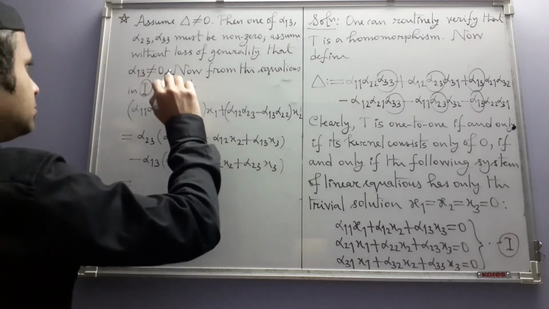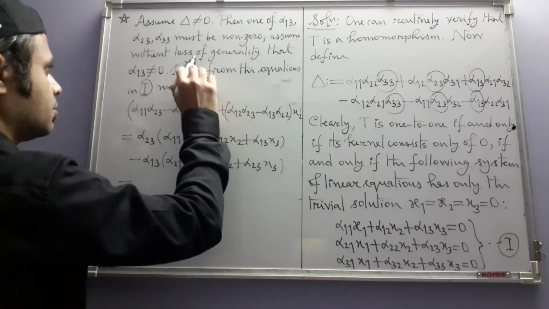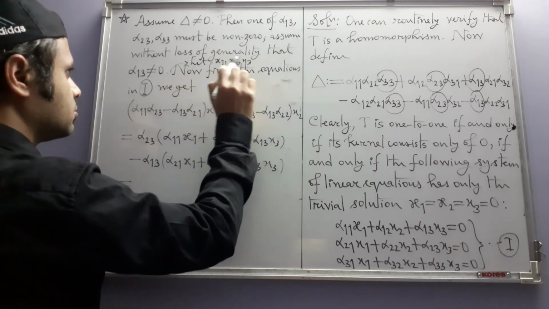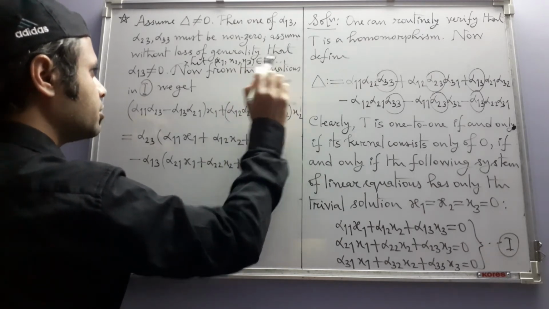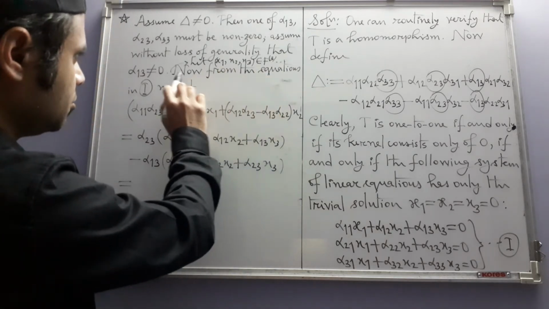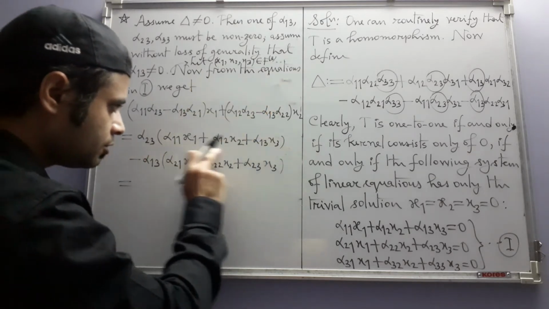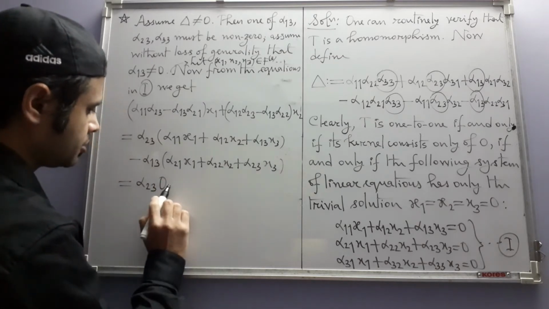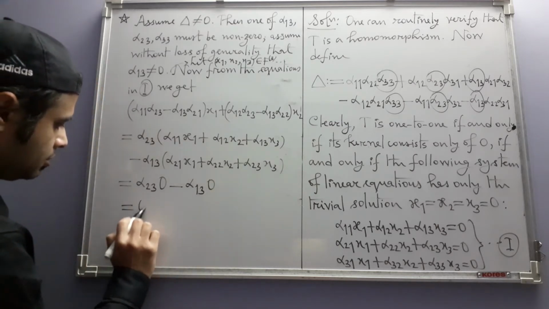Before this line we forgot to start properly. Let x1, x2, x3 belonging to F3 be a solution to the system of equations 1. Okay, that has to be written before writing this, and because this is a solution, this is going to be 0 and this one is also going to be 0, so we get 0.